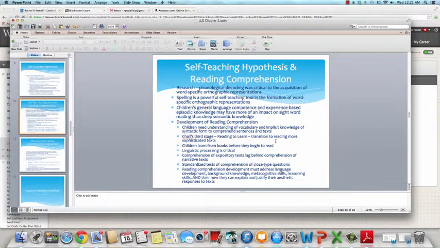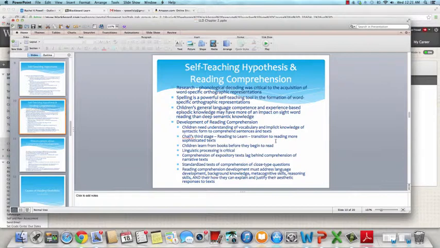But children's general language competence and experience-based episodic knowledge may have more of an impact on sight word reading than deep semantic knowledge. So language absolutely plays a part in this. To the extent and degree, we're not completely sure, but this theory seems to account more for the variance in language and reading development than the simple stage theories do.